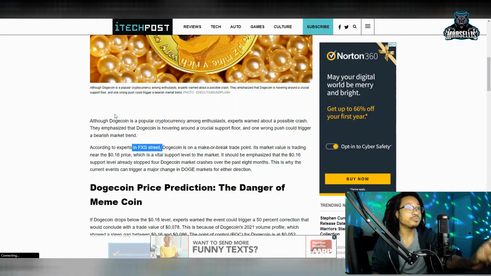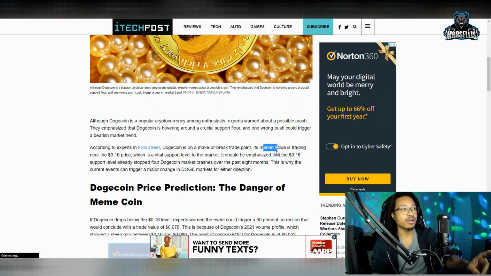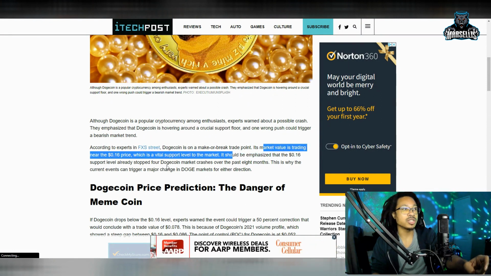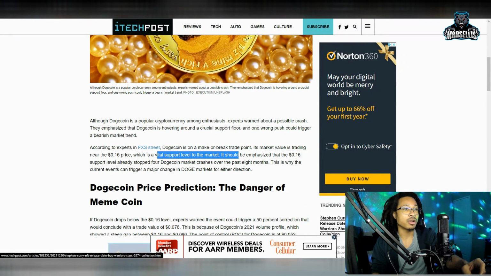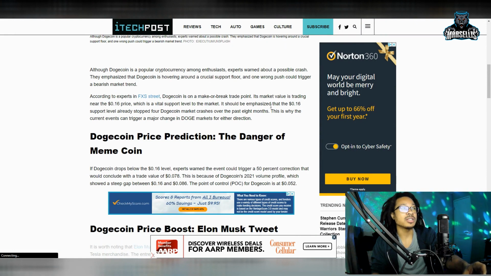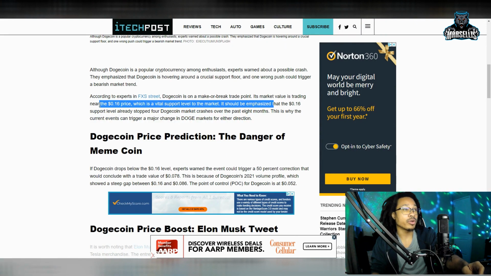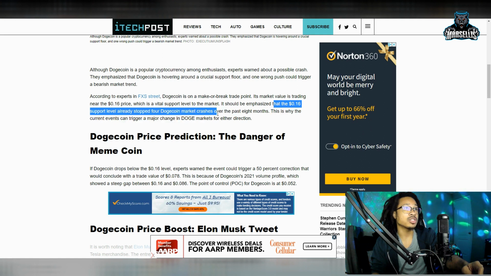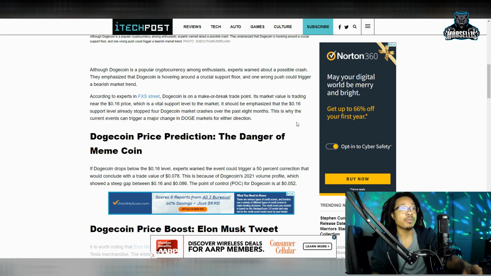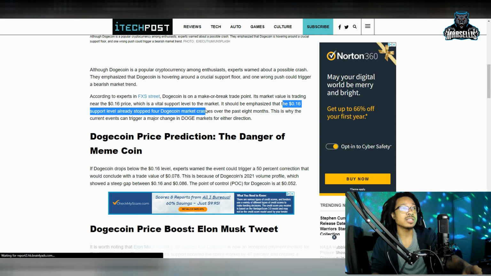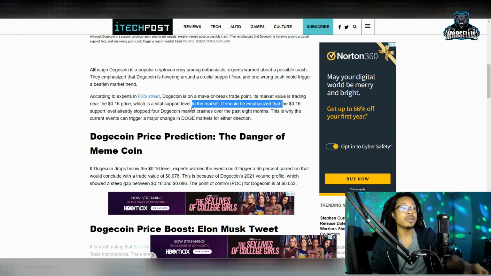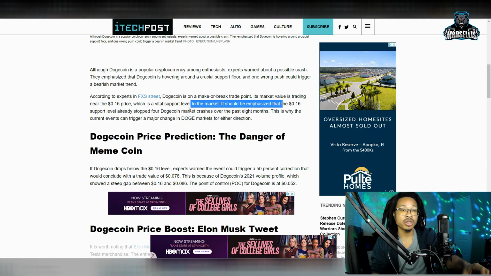Let's read this. They say the market value is trading near the 16-cent level, which is a vital support level for the market of Dogecoin. It's been emphasized that the 16-cent support level already stopped 4 Dogecoin market crashes over the past 8 months. So over the past 8 months, we've already hit 16 cents 4 times. And every time we hit it, it stops our whole downtrend and our whole bear market and sends us into a bullish market.